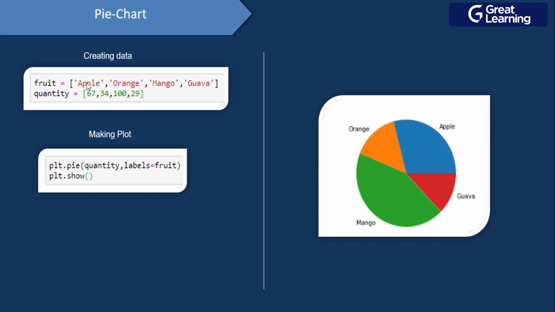So we've got 67 apples, 34 oranges, 100 mangoes and 29 guavas. And if I want to represent this relationship of the quantity of these fruits in a pie chart, this is how I can do it.